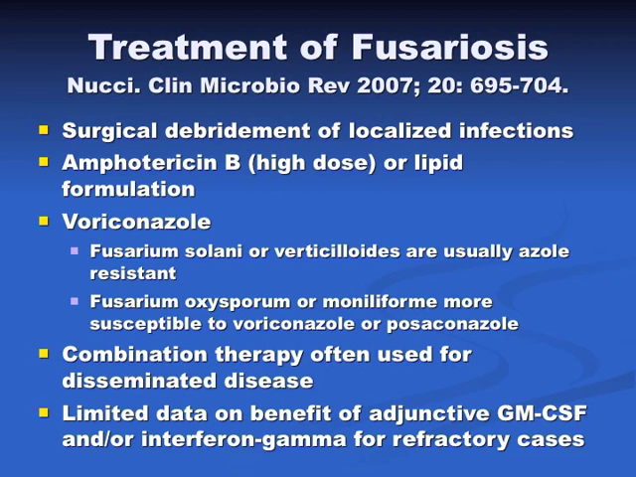Unfortunately, we rarely know the speciation or the susceptibilities when we have a Fusarium infection. And so combination therapy often winds up being used for disseminated disease in highly immunocompromised patients. So often we'll wind up using a lipid formulation of Amphotericin B plus Voriconazole. And there is some limited data on the benefit of adjunctive GM-CSF and/or interferon gamma for refractory cases.